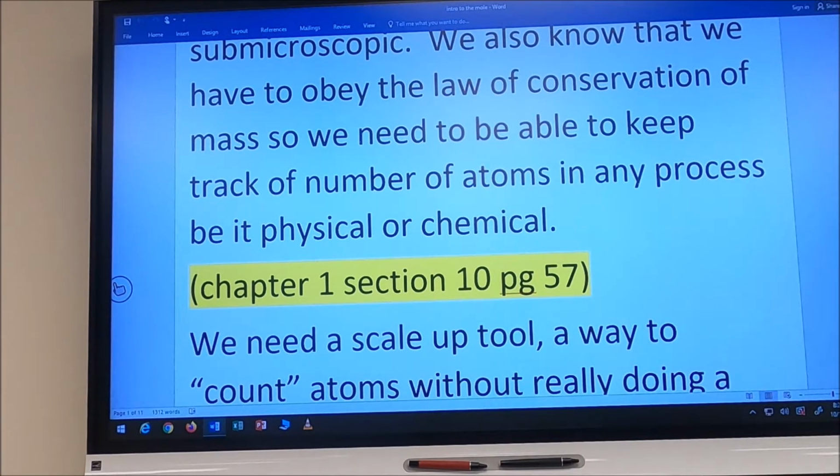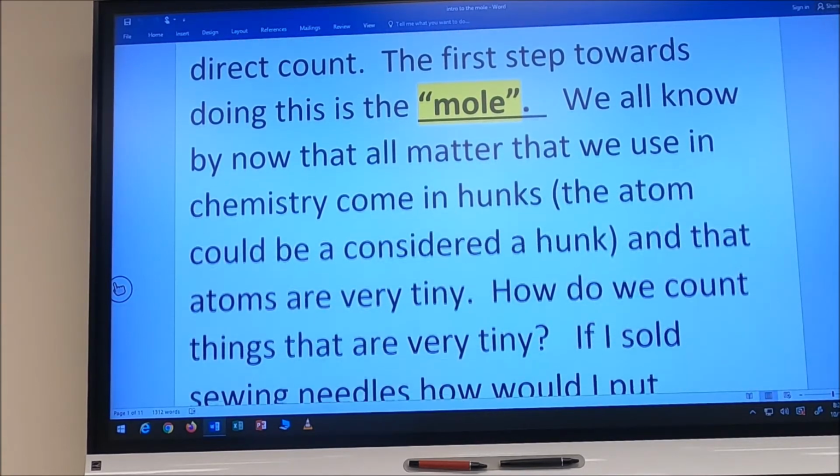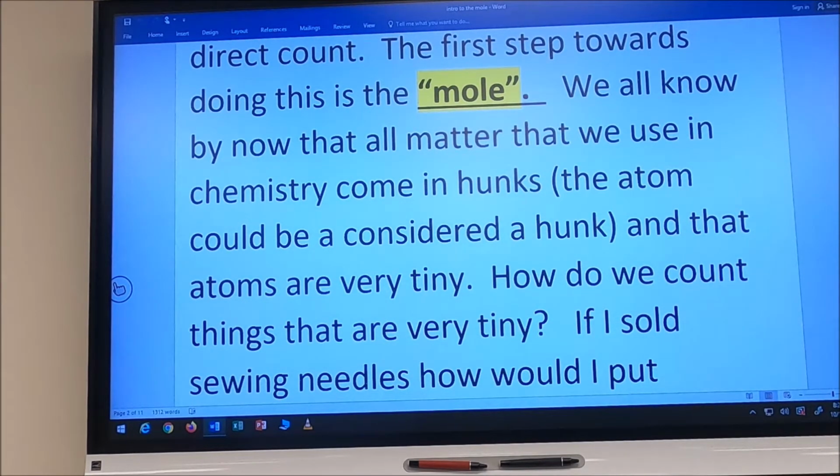What we need to be able to do here is scale up. We want to be able to count atoms, but we know realistically that we cannot do a direct count on our atoms. So we're going to need something that's going to allow us to scale up. Our scale up tool is the mole. Now this is not a furry creature that plays in the dirt that's kind of black in color and semi-blind. The mole here is something totally different.